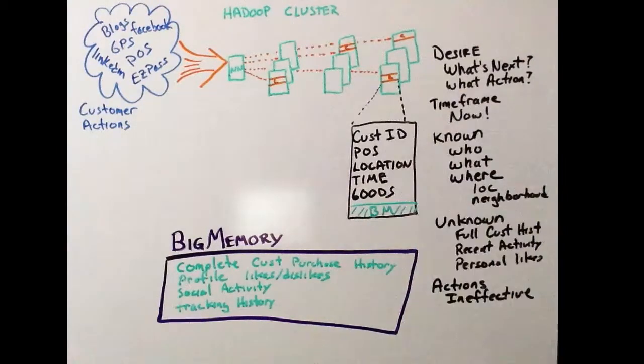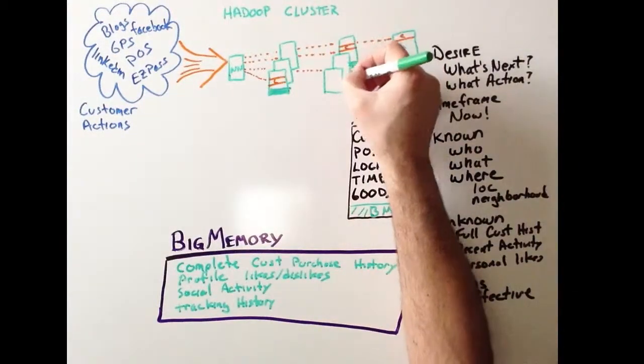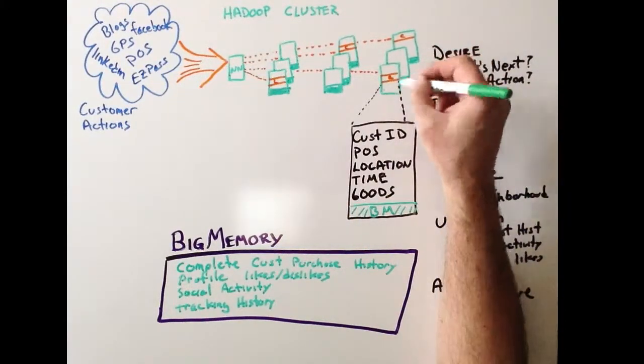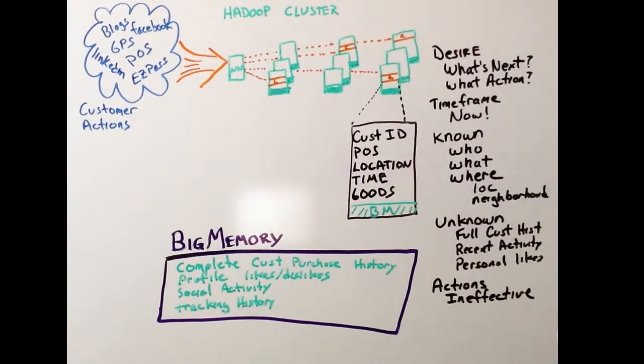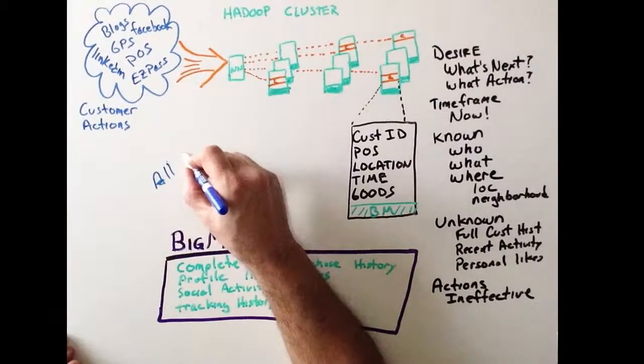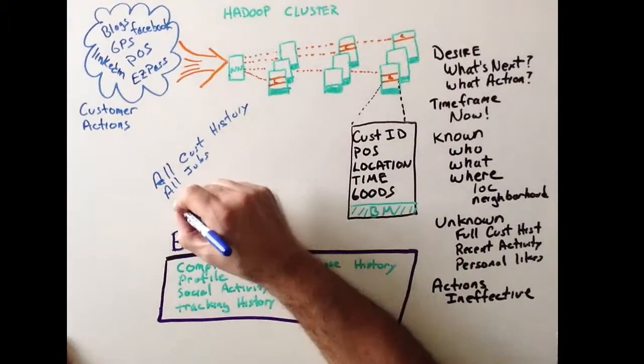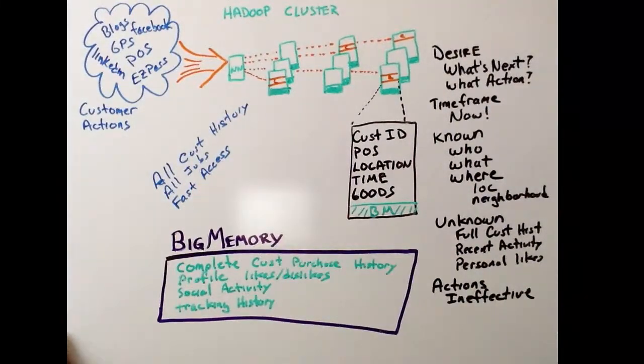And access to big memory can be placed in each job node. So every job node has access to this complete customer picture. All customer history across all jobs, fast access, all the time. This is how big memory can be used with Hadoop.